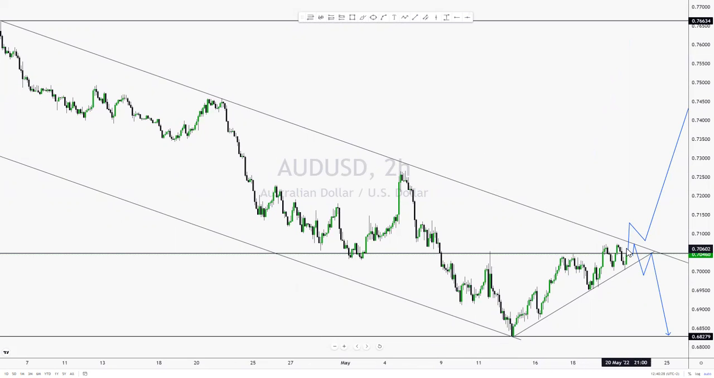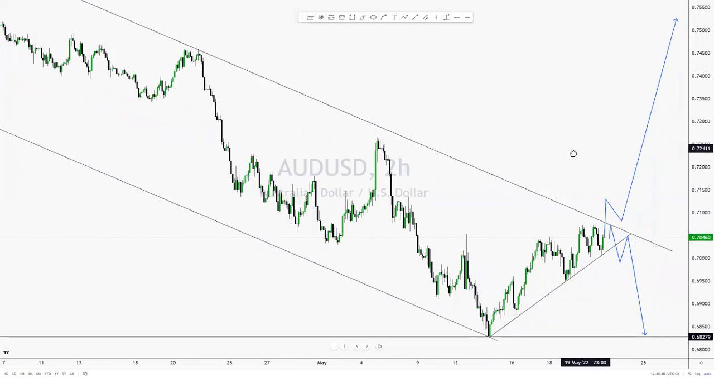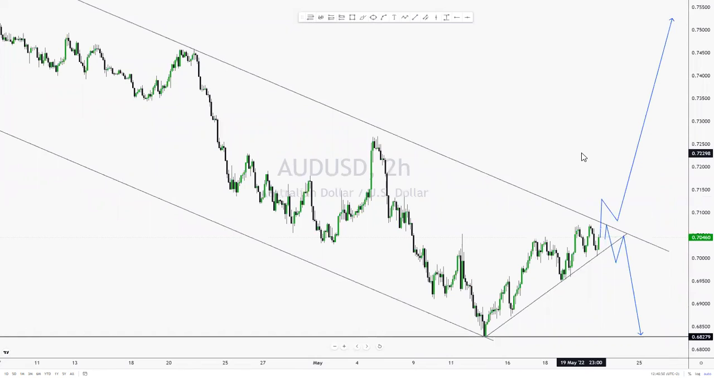The more a level is tested, the higher the odds of breaking it. And here I can say that I'm seeing a high probability of price breaking this level, retesting it, and we go highs. So let us just follow the price and see what will happen.